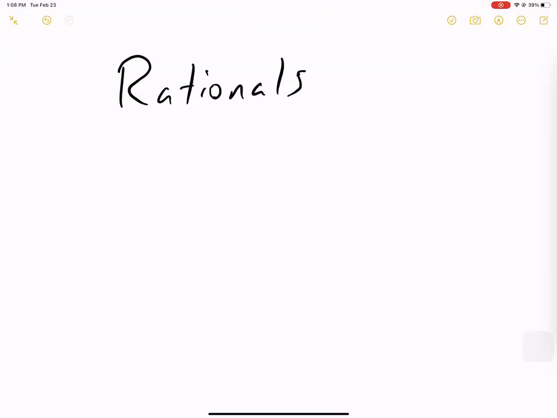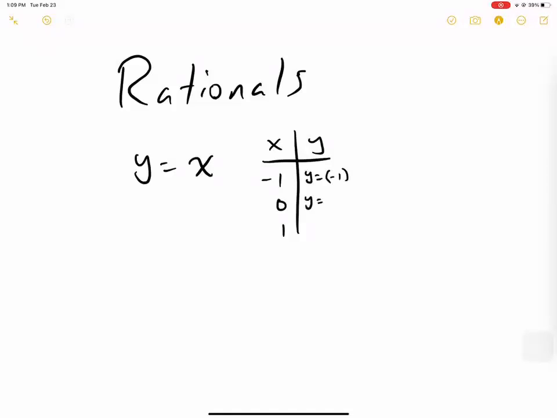Let's talk about easy graphs here. If I just say y is equal to x, a graph is all the possible points. If I plug in -1, 0, and 1 into the equation y equals x, then y would equal -1, 0, and 1. Then when we graph it, we graph our x's and our y's: 0 is 0, 1 is 1, and -1 is -1.